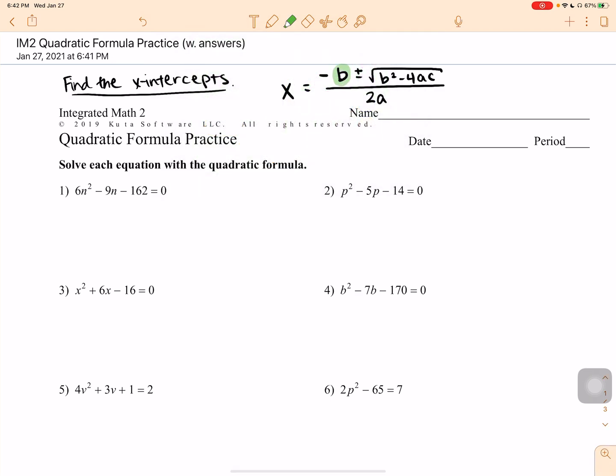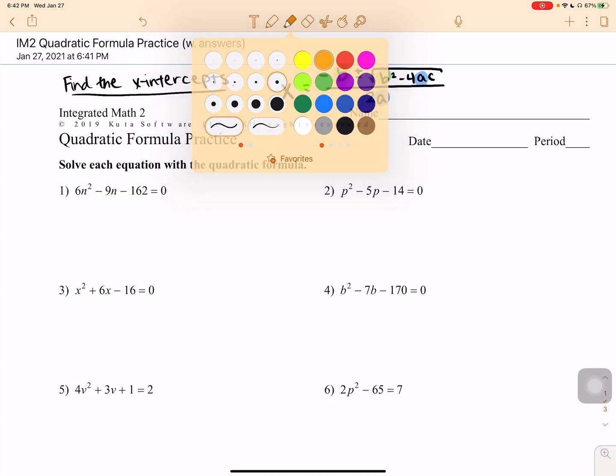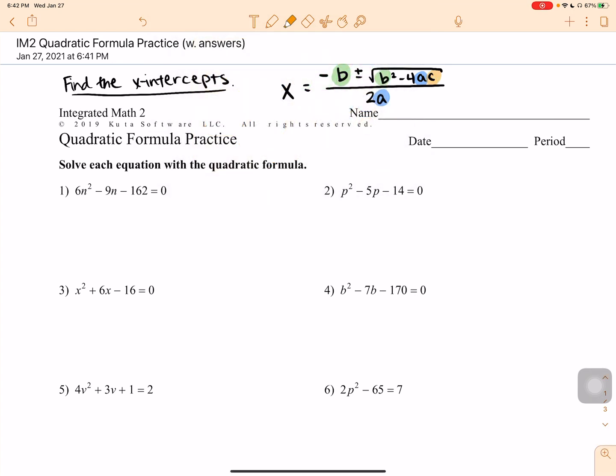So here we would plug in the b term, and here the b term, and here we'd plug in a, and here we'd plug in a, and then here we'd plug in c. And what this is based off of is that the standard form of a quadratic is ax squared plus bx plus c. And in order to use the quadratic formula, we have to make sure it's equal to 0. So all of the terms have to be on the left-hand side.